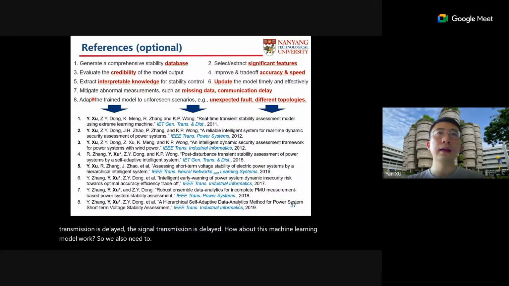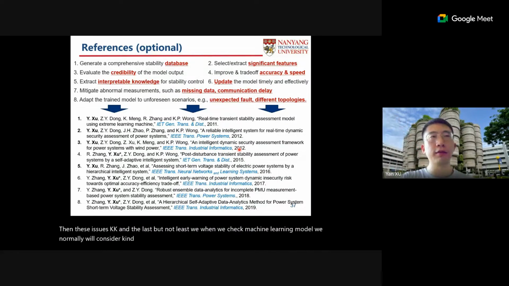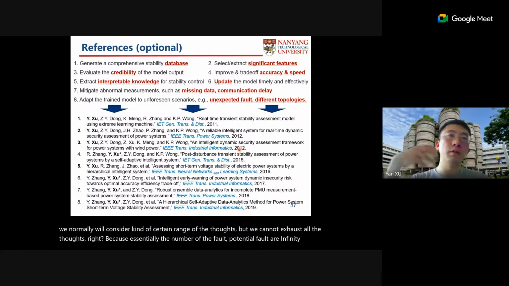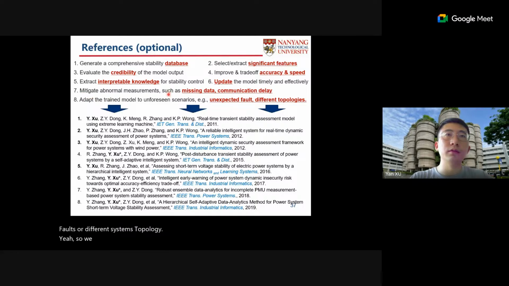Okay, and last but not least, when we train a machine learning model, we normally will consider a certain range of the faults, but we cannot exhaust all the faults, right? Because essentially the number of the potential faults are infinite. So when we train a machine learning model, we want to transfer it to different faults or different system topology. So we have to adapt the model to unforeseen scenarios. That is also a requirement.